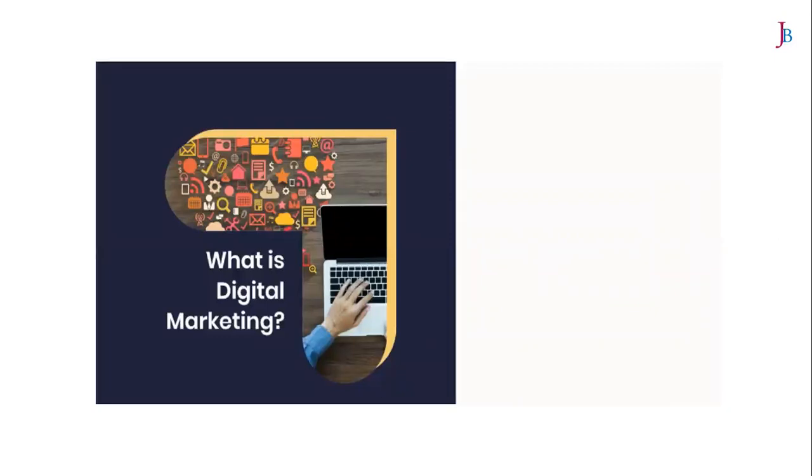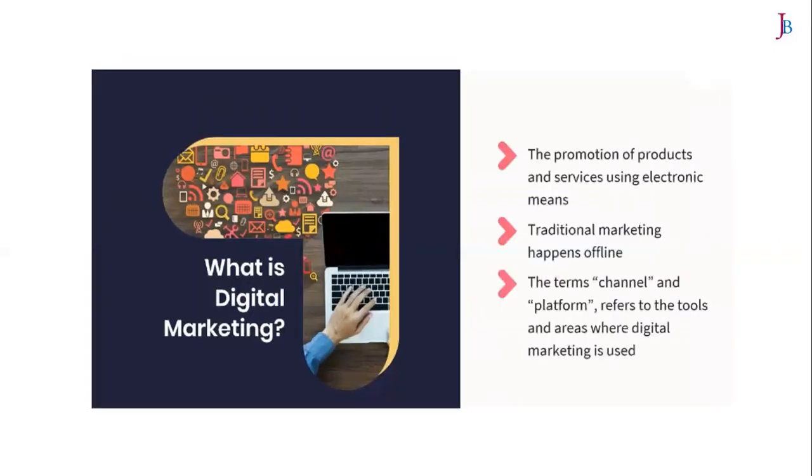What is digital marketing? Digital marketing is the promotion of products and services using electronic means. So how does this differ from traditional marketing? Basically, traditional marketing happens offline, while digital marketing happens online, making use of the digital space. As we go on in the course, I'll be introducing you to the terms channel and platform, which refer to the tools and areas where digital marketing is used.